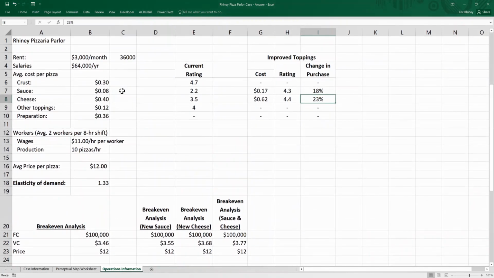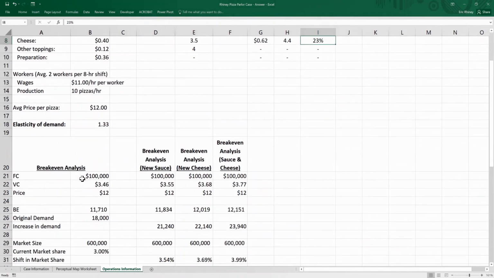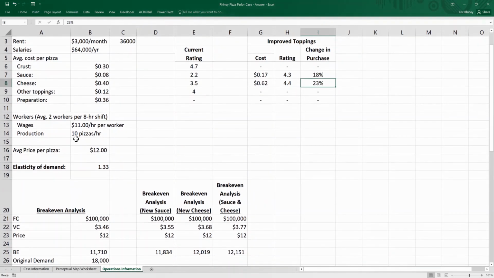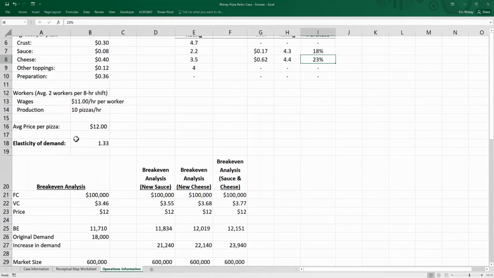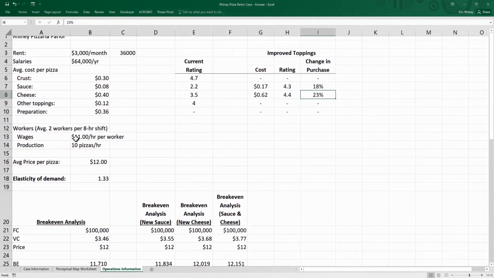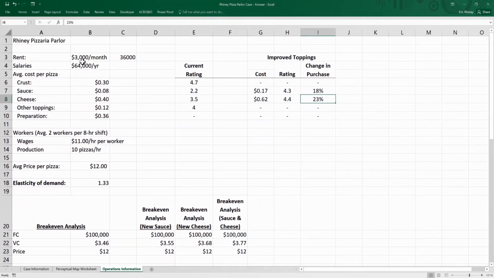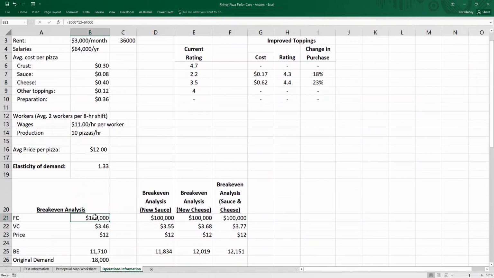All right, so let's go back to this original information, and let's just do break-even and profitability analysis based off of this. So again, break-even analysis, we take our fixed cost divided by our contribution. And our contribution is our price minus our variable cost. So we need to make sure we identify all of these. Our fixed cost is going to be our rent, which is $36,000 per year, plus our salary, which is $64,000, which gives us $100,000. And this is a fixed cost because no matter how many pizzas we make, we still have to pay this $100,000.